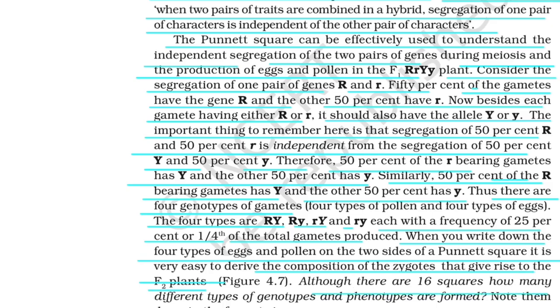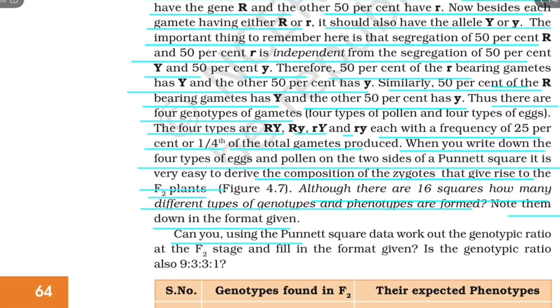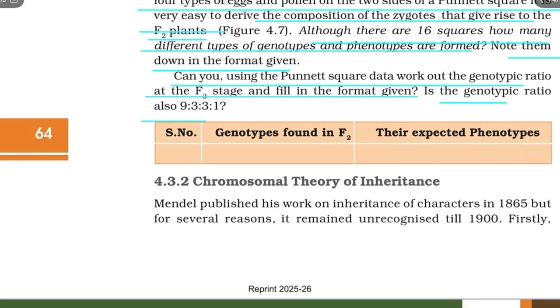Although there are 16 squares, how many different types of genotypes and phenotypes are formed? Note them down in the format given. Now you can use the Punnett square data to work out the genotypic ratio at the F2 stage and fill in the format given. Is the genotypic ratio also 9:3:3:1?